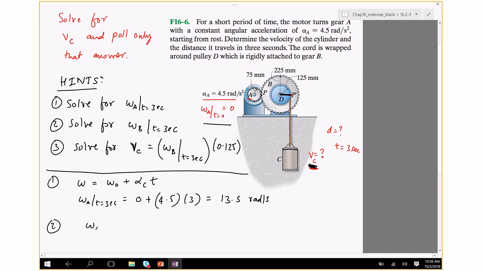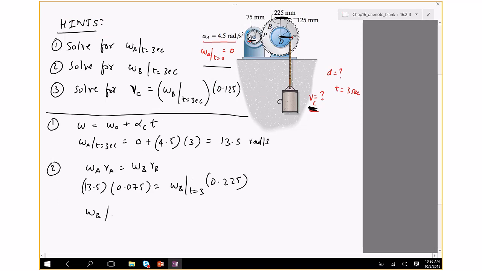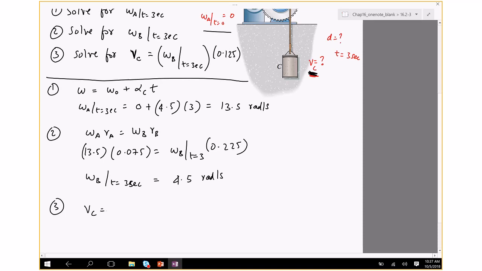Go to the next part. We know that omega A R A equals omega B R B. Omega A in this case is 13.5, which we just found out. R A is the radius of pulley A, 0.075, and omega B is the unknown at t equals 3, times R B, the radius of B, which is the bigger pulley, 0.225. So omega B at time t equals 3 seconds equals 4.5 radians per second.